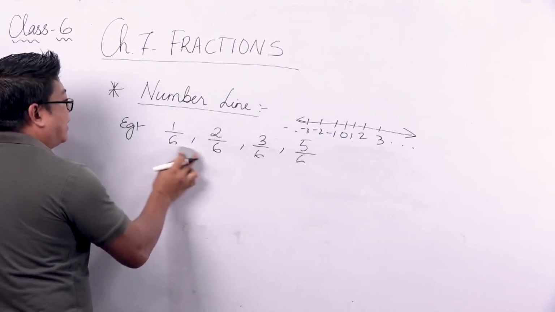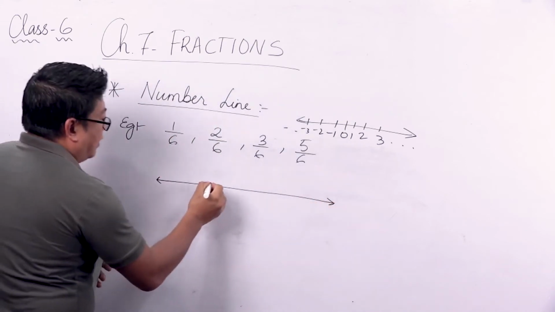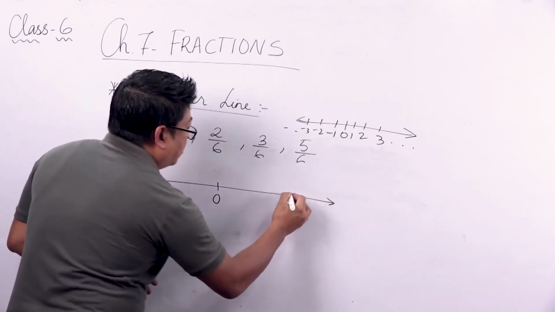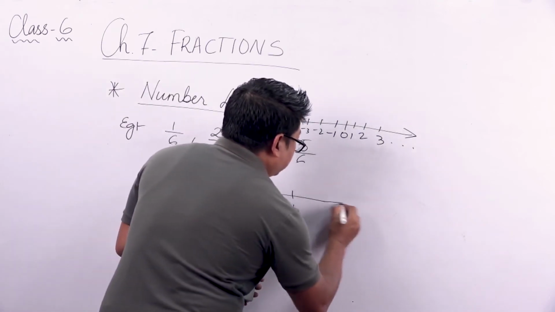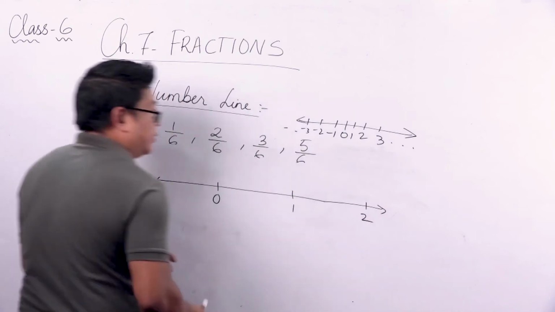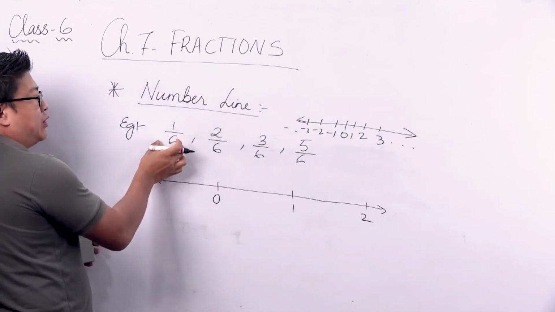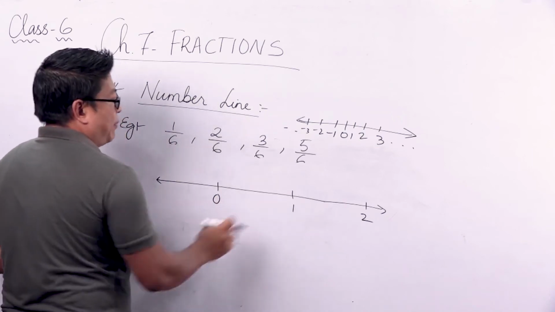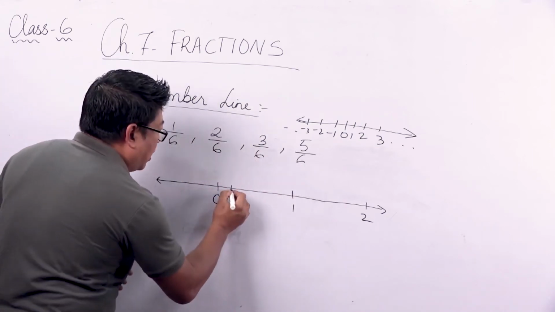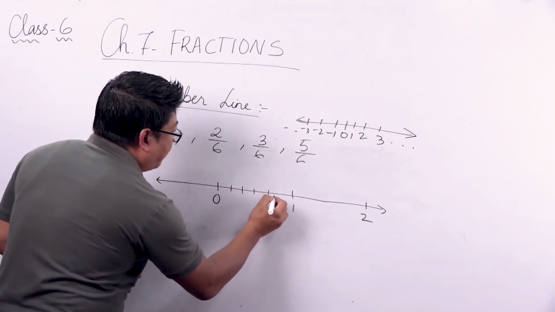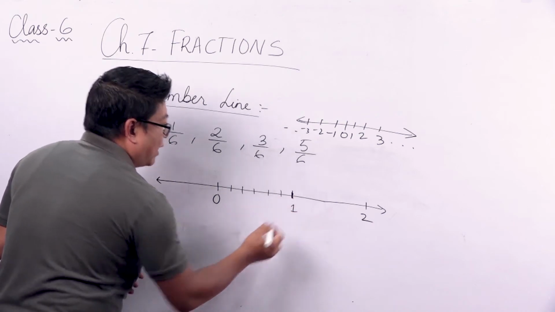Since now we know that it lies between 0 and 1, we will draw the number line. We will mark this as 0, 1, 2, and so on. Now, from 0 to 1, we have to divide it into 6 equal parts. All of them have denominator 6. So 1, 2, 3, 4, 5, and 6. 6 is where your 1 comes.